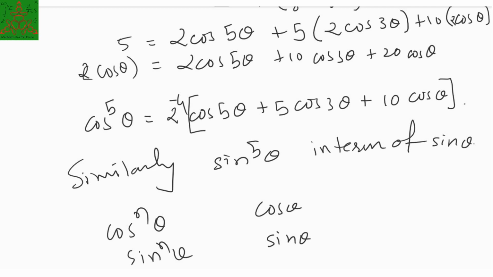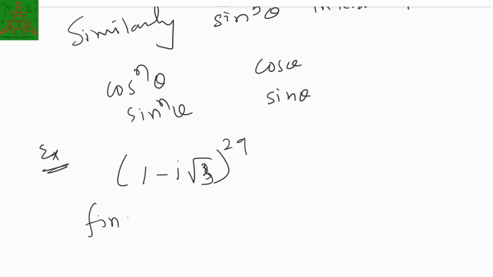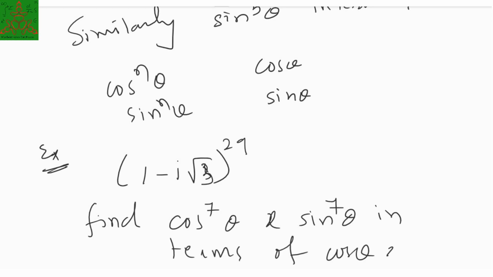After doing this, I am giving you 2 exercises and then I will close the video. The first exercise I am giving you as homework: simplify 1 minus i root 3 raised to 29. Simplify this and find cos raised to 7 theta and sin raised to 7 theta in terms of cos theta and sin theta respectively.